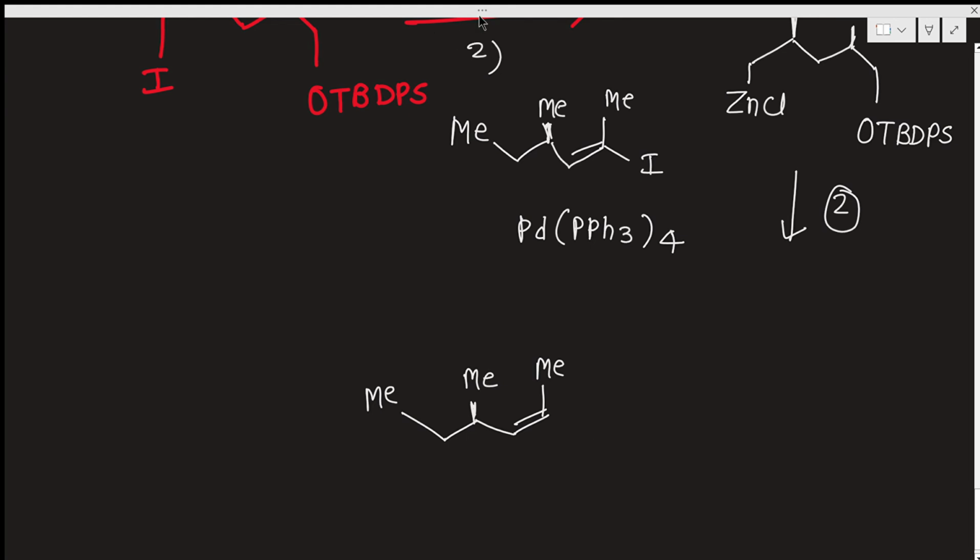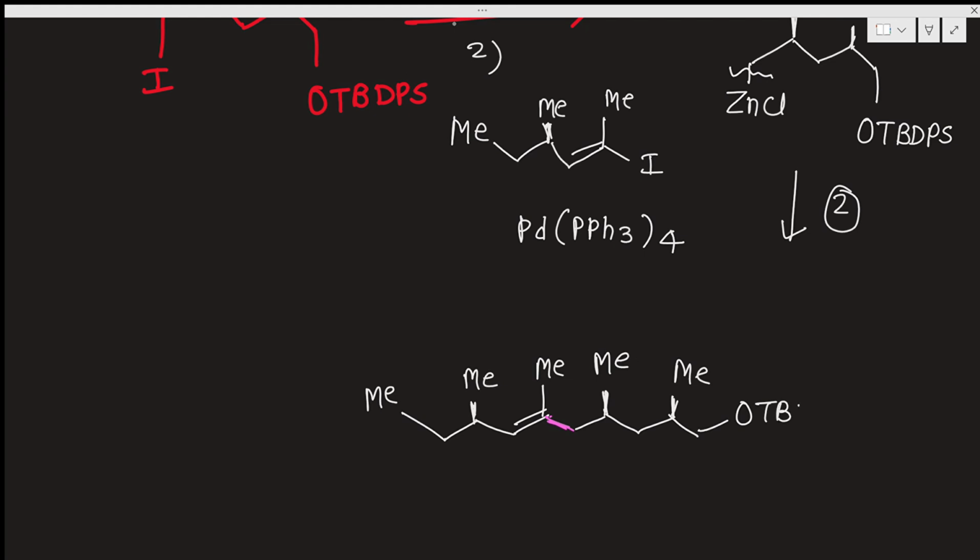Now you have to make a new bond. I am making this in a different color so that you can understand. This is the new bond, and then you have this zinc compound. The bond with the zinc will break down. So here you are getting Me and Me and the group. In this manner, this will remain as it is. So this is the structure that you are getting.